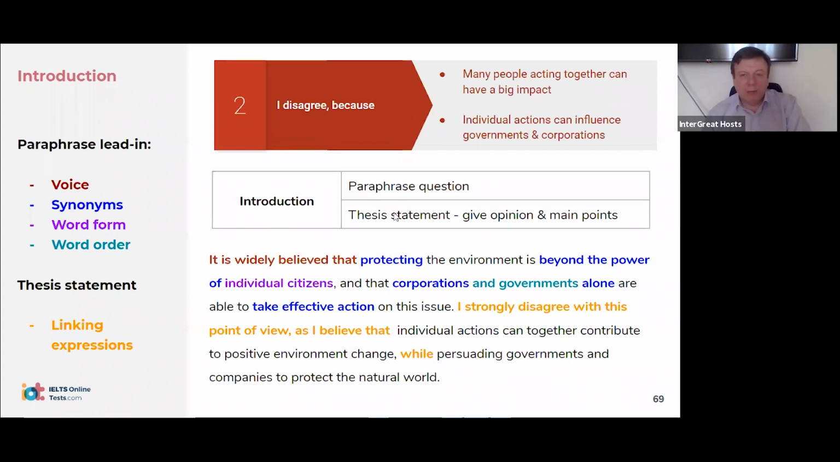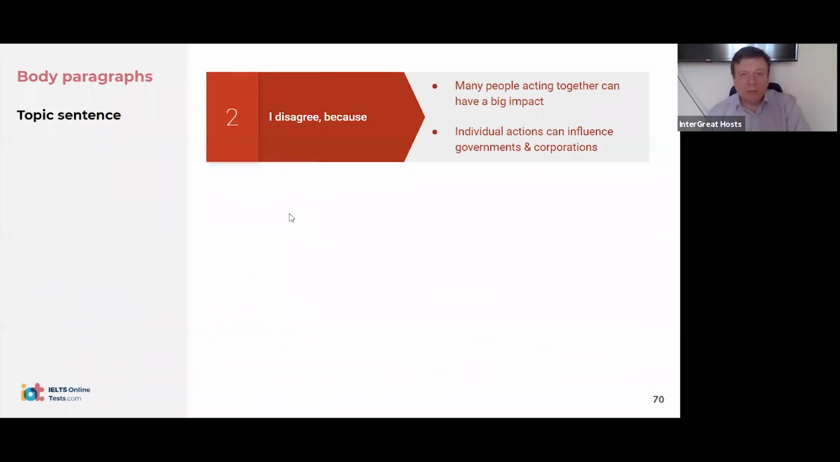So we've got a nice range of vocabulary there. We've transformed the question. Then we've got a nice thesis statement. Okay, so body paragraphs. So there's our opinion. Up here, you'll see the band score at the end once you can see the full essay.